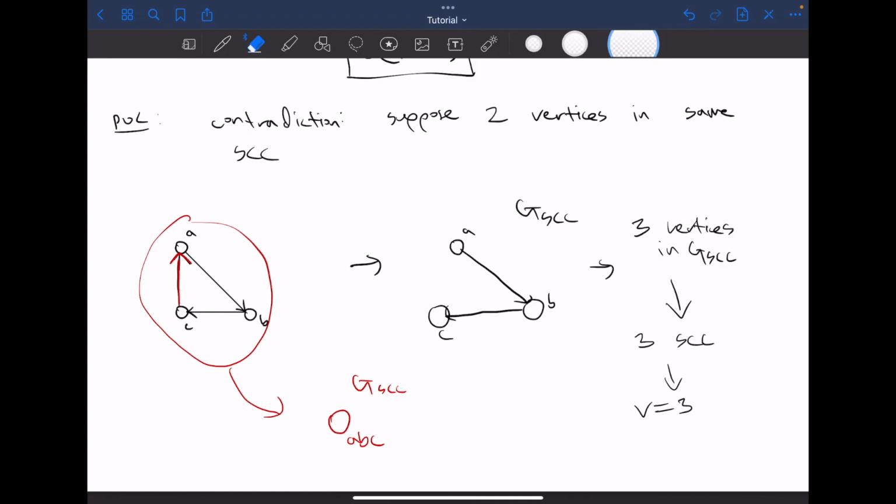Also, an alternative solution for this involves seeing that G, and equivalently GSCC, must be a DAG, and so we can simply check if G is a DAG by running DFS on it and checking for back edges.